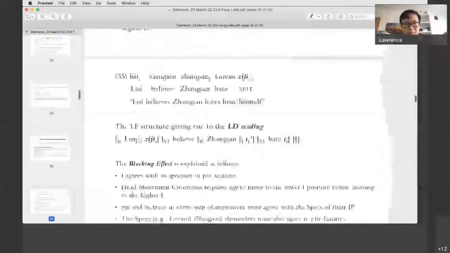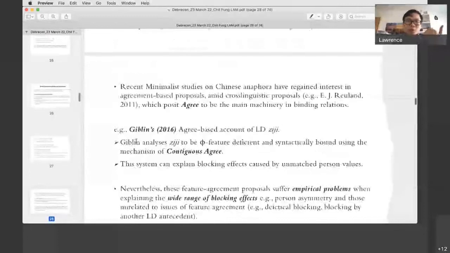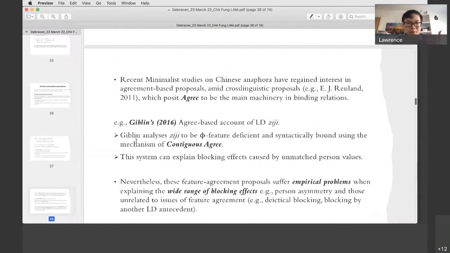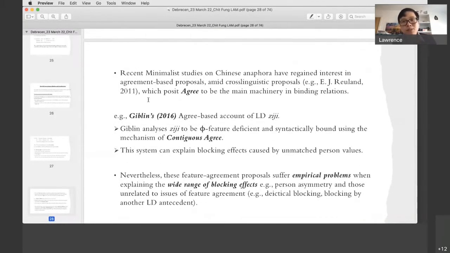And in the 80s, but then I've noticed that in recent years, some minimalist studies place strong emphasis on Agree as a main mechanism of binding relations.